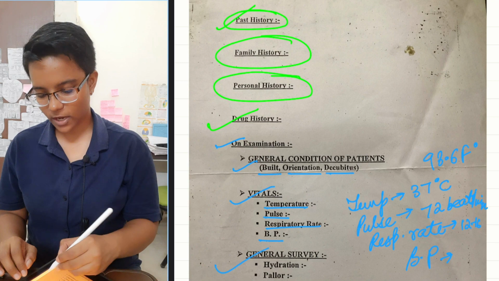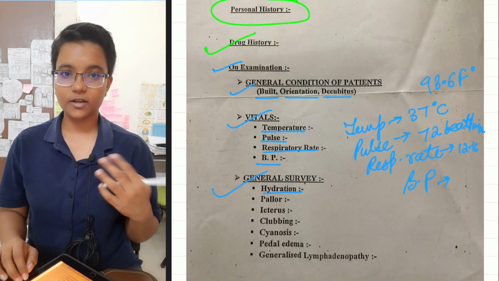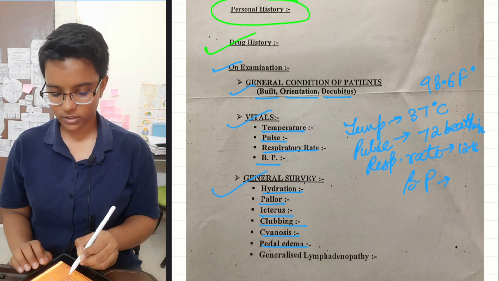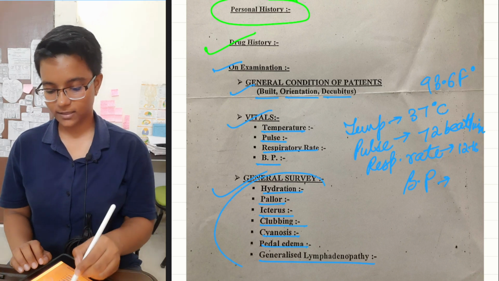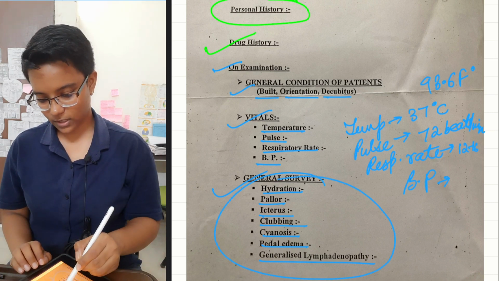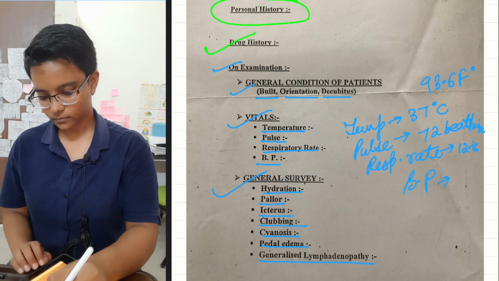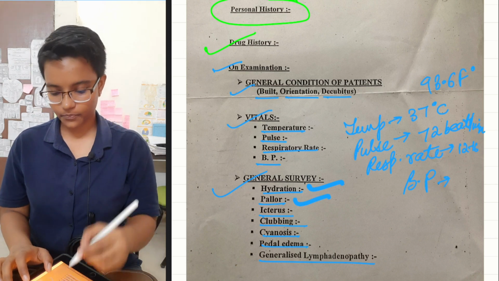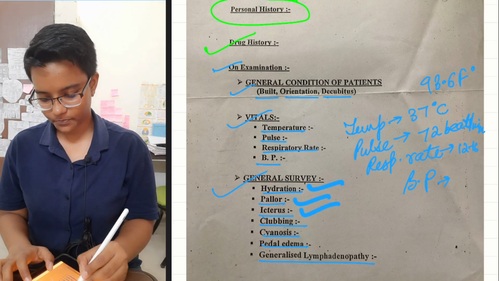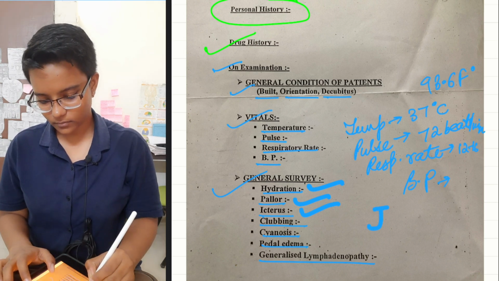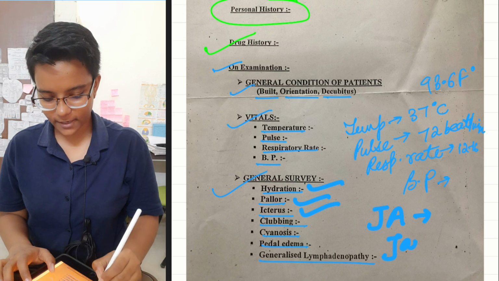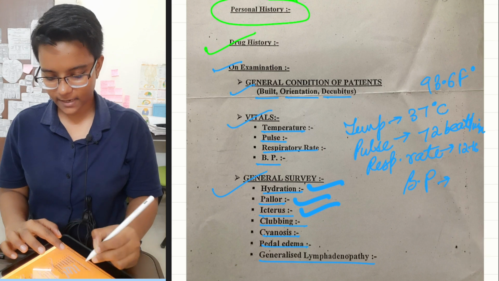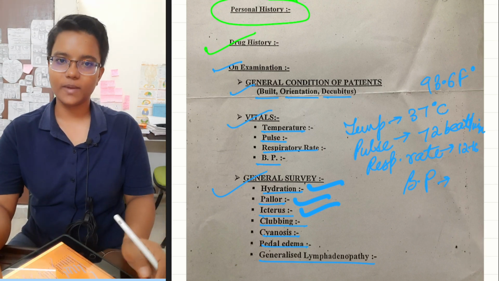And now we will do the general survey, whether he is hydrated or dehydrated, and pallor, icterus, clubbing, cyanosis, pedal edema and generalized lymphadenopathy. These are very good things to go upon. Always do these things, like pallor, icterus. You can learn it by: pallor, icterus, clubbing, cyanosis, pedal edema and generalized lymphadenopathy.